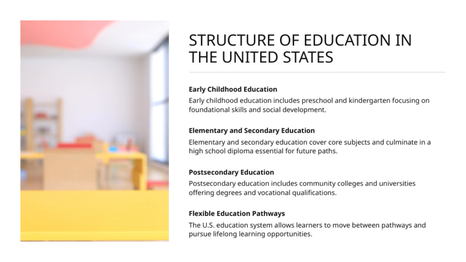What's really interesting about the U.S. education system is its flexibility. Learners can move between these pathways, whether they start in one, switch to another, or combine different types of education, allowing for lifelong learning opportunities. This flexibility is a key strength, supporting diverse aspirations and changing career landscapes. Overall, the structure of education in the United States is designed to be adaptable and comprehensive, guiding learners from early childhood through lifelong education, all connected by the goal of fostering continuous growth and development.